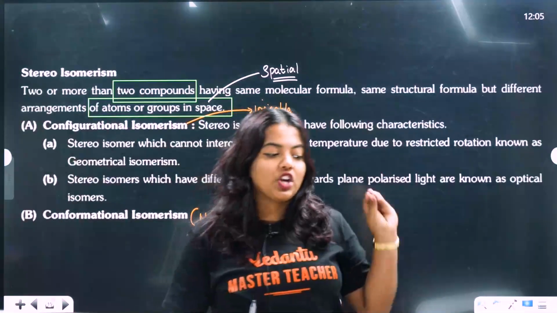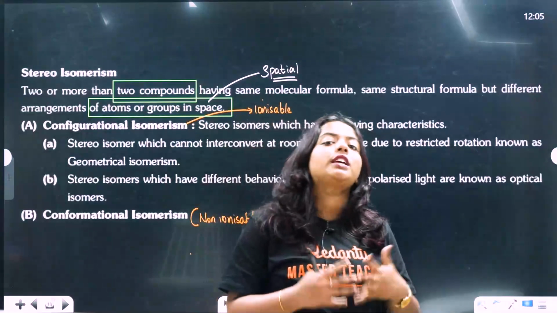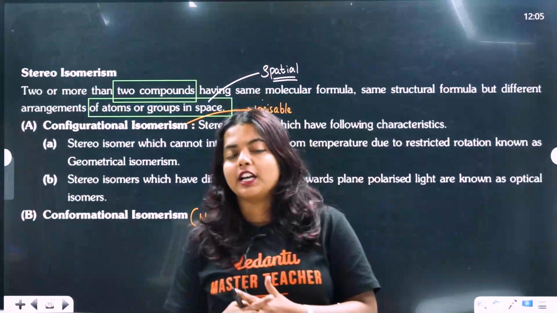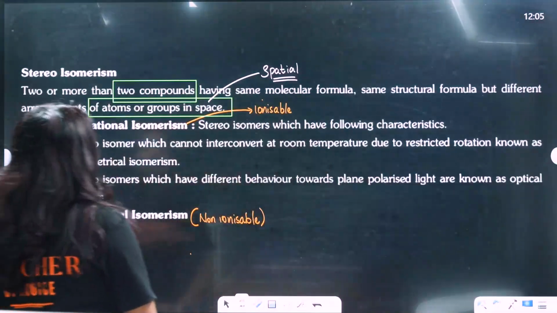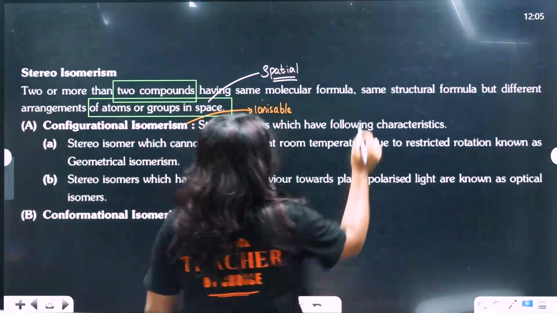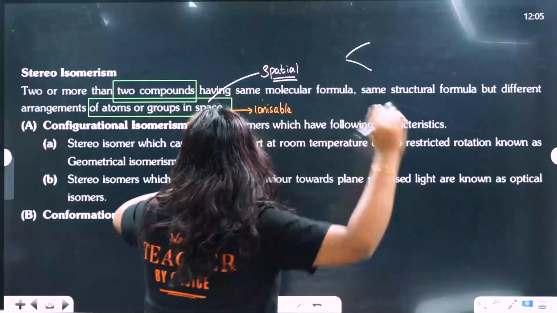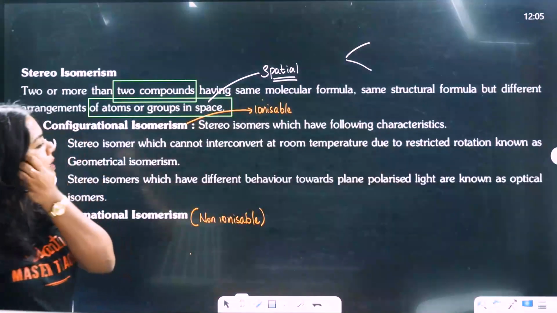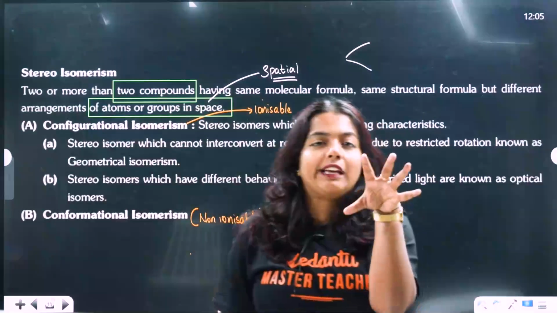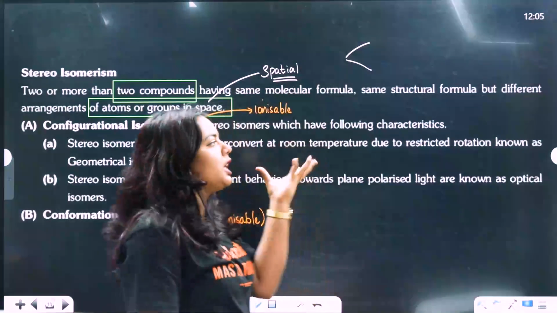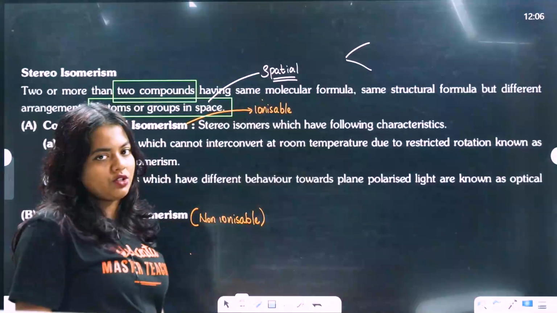Stereoisomerism has the same molecular formula and the same structural formula, but their spatial arrangements are different. That comes under the category of stereoisomerism. Stereoisomerism is divided into configurational isomerism and conformational isomerism. Conformational isomerism basically deals with eclipsed and half eclipsed forms, for example in butane. There is a lot of theory to study in conformational isomerism.